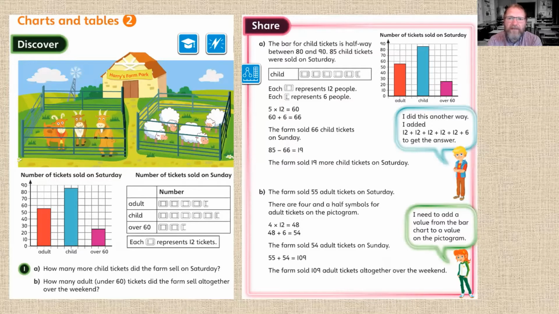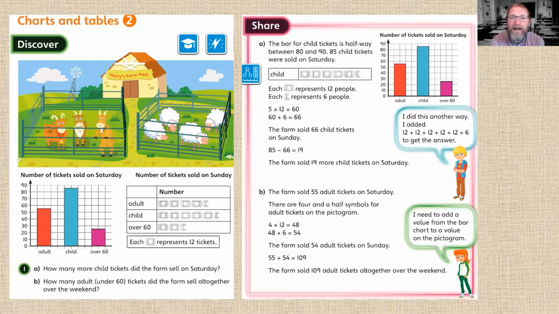So for question 1A, the bar for the child tickets is halfway between 80 and 90. So we can see here's the child's tickets. We're going up in intervals of 10 or multiples of 10, that 10 times table. So halfway between 80 and 90, well, half of 10 is 5. So halfway between there is going to be 85. So 85 child tickets were sold on Saturday.